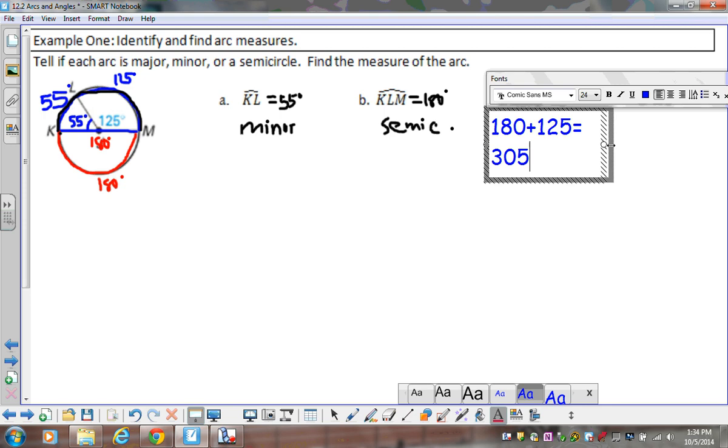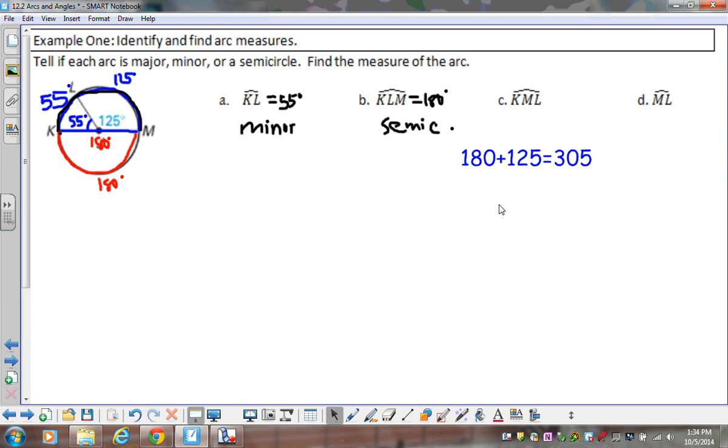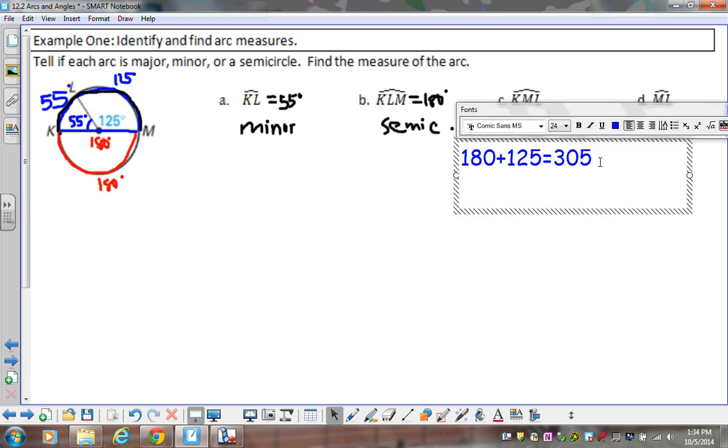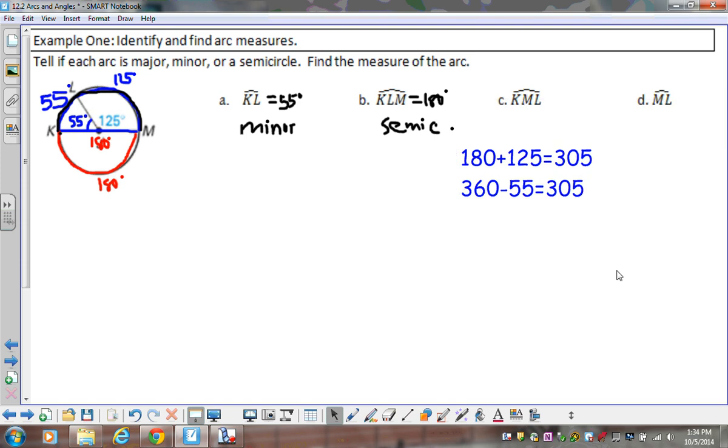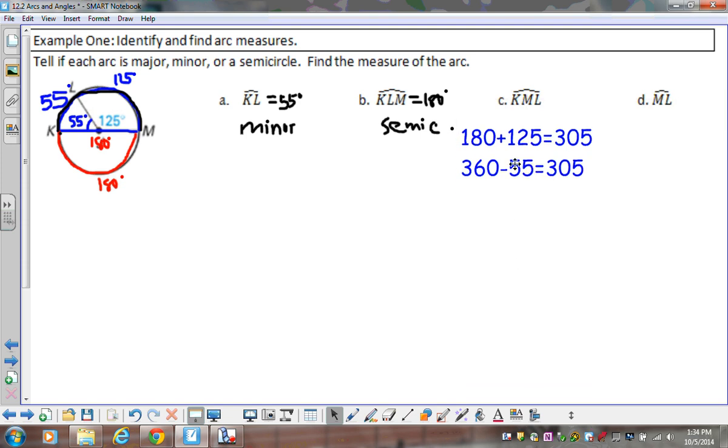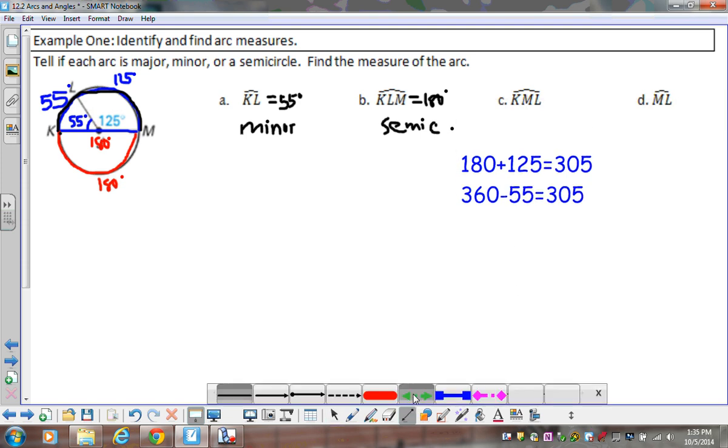So let me just expand that a little bit, make it all fit. There we go. All right, so that's one way I can do it. Or the other way I could do it, like we said before, is I could take my 360 degrees, because that's what the whole circle is, and subtract off the 55 that I don't want, and I also get 305 degrees. So either way I do it, you're going to get the same thing. So arc KML is 305 degrees.